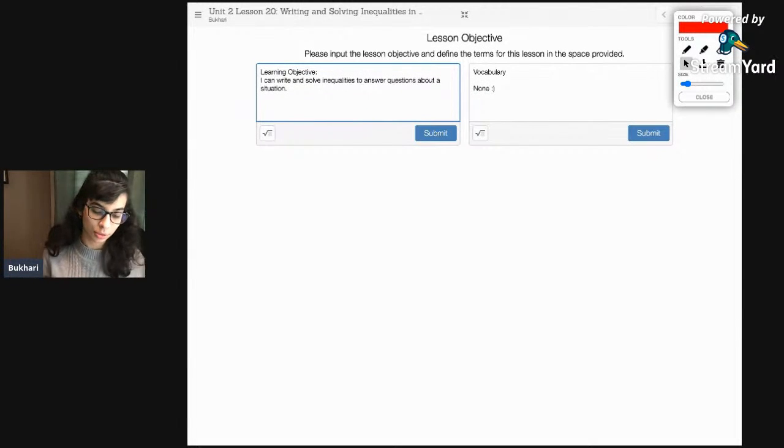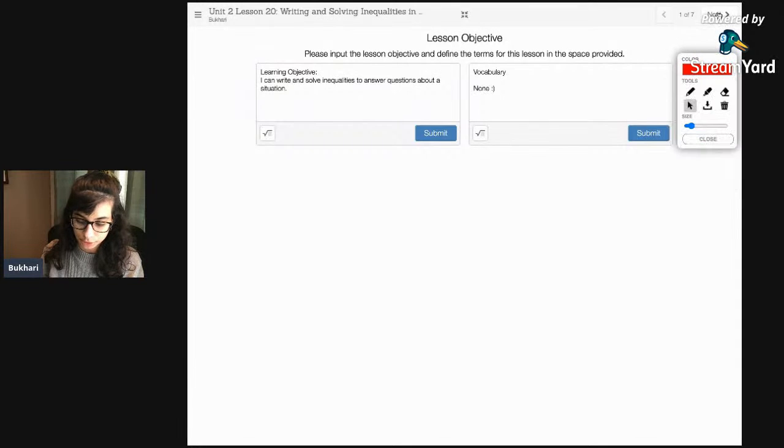Alrighty, welcome back to our Solving Inequalities in Unit 2. Today we're doing Lesson 20, which builds off of what we were doing last time in Lesson 19. We were creating inequalities and finding solutions to them, and today we're going to practice a little bit more about how to write and solve inequalities. And so our objective for today is that I can write and solve inequalities to answer questions about a situation.